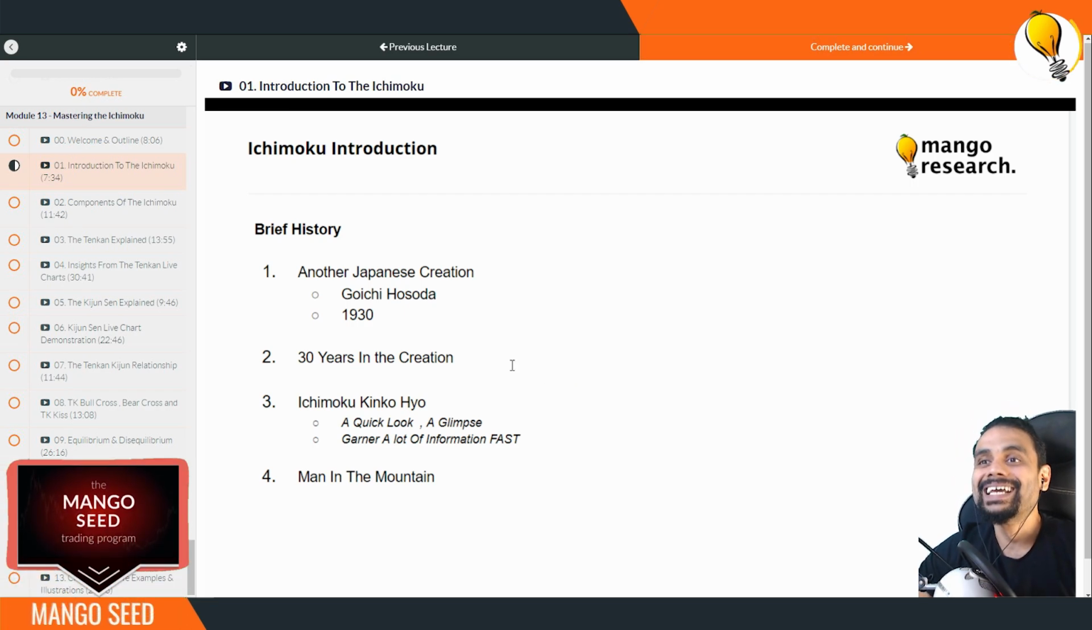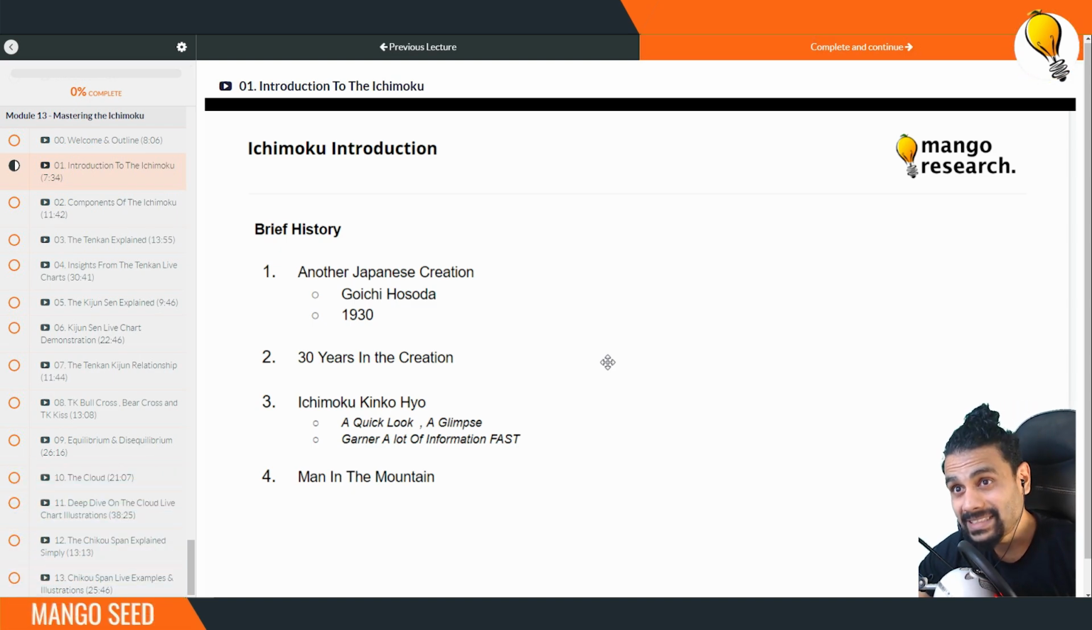And here we have it, the Ichimoku. No surprise, it is yet another Japanese creation. Just like our candlesticks that we discussed in the first modules of this program, the Ichimoku was created by a Japanese man named Goichi Hosada. Remember, the candlesticks were invented by Munehisa Homma all the way back in the 1700s. The Ichimoku, comparatively, is a lot newer. It was created between the 1930s and 1960s.